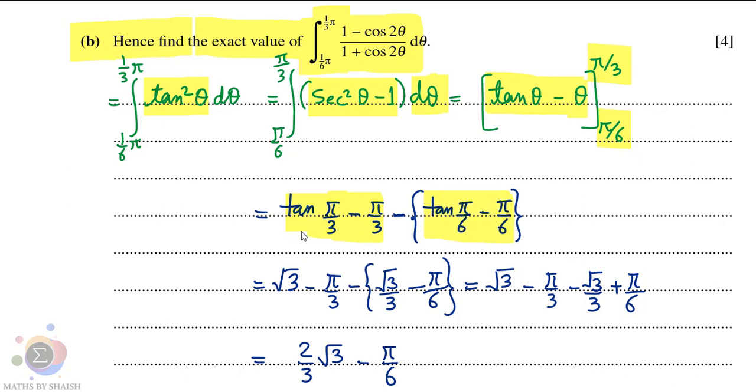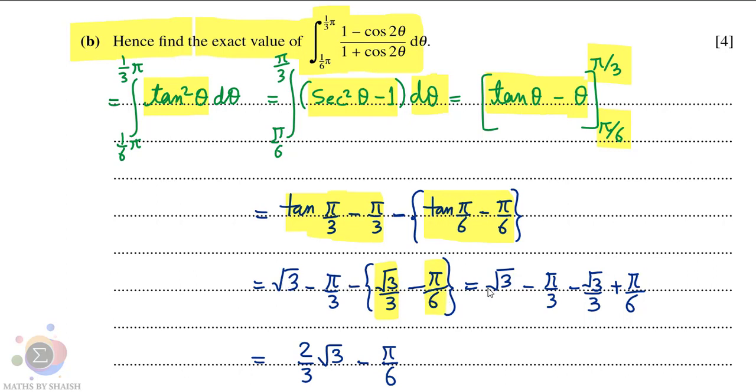So now we have tan pi by 3. Tan pi by 3 is root 3 because it's 60 degrees, minus pi by 3. Tan pi by 6 means tan 30 degrees, which is root 3 by 3, or we can say 1 over root 3 also, but it's fine. I got this from the calculator, and minus pi by 6.